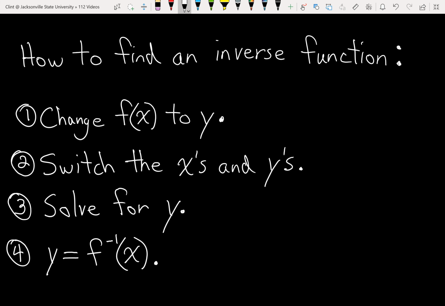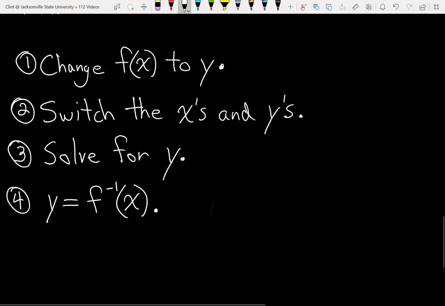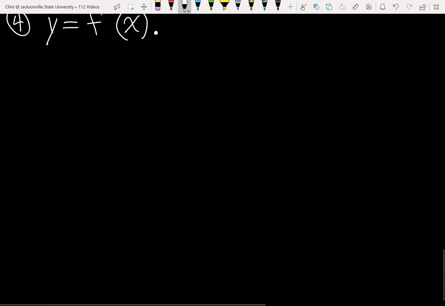Okay, so change f of x to y, switch the x's and y's. We said that's what inverses do. Solve for y, and once we get it solved for y, that's our inverse function. Okay, so I'm going to do 3 of these.